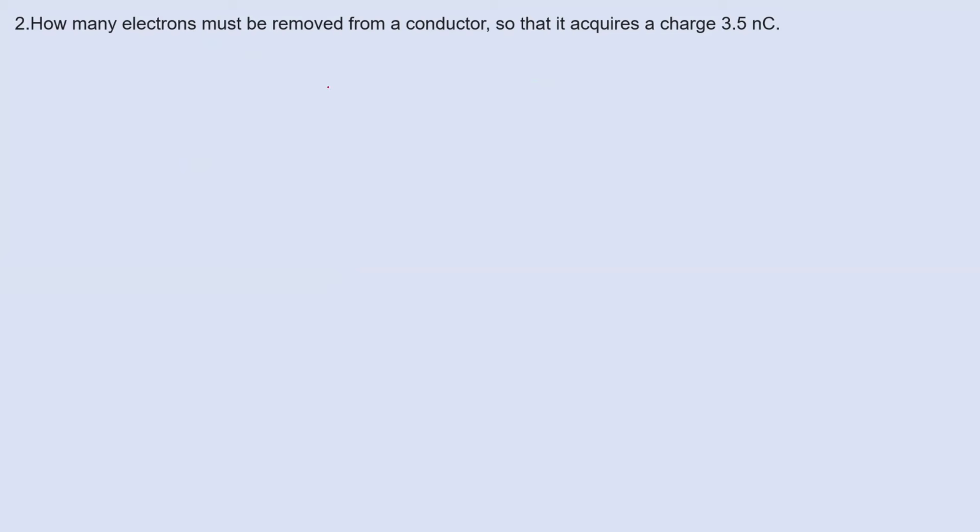Here it is said: how many electrons must be removed from a conductor so that it acquires a charge of 3.5 nanocoulomb? So here also you need to calculate n. You have the formula, and the value of charge is given to you. Q is equal to 3.5 nanocoulomb. First you will convert this nanocoulomb into coulomb, so it will be 3.5 into 10 to the power minus 9 coulomb, because for nano you have 10 to the power minus 9.